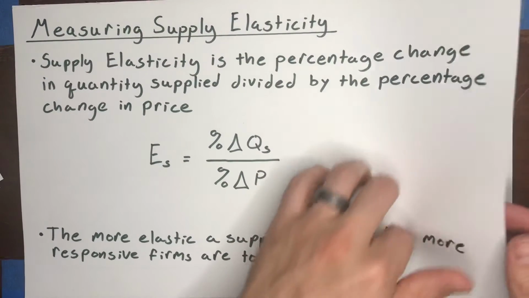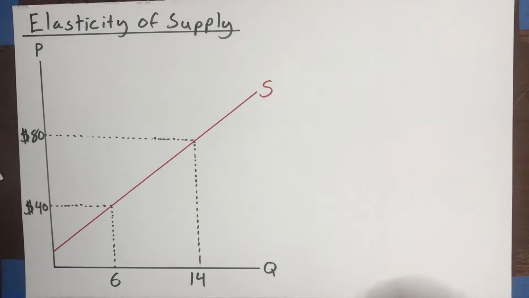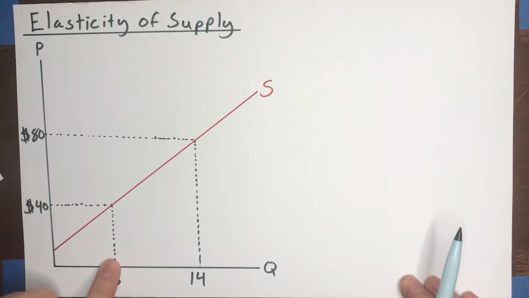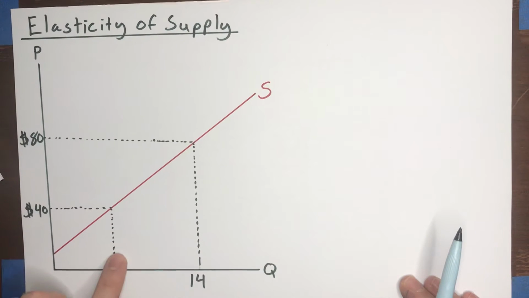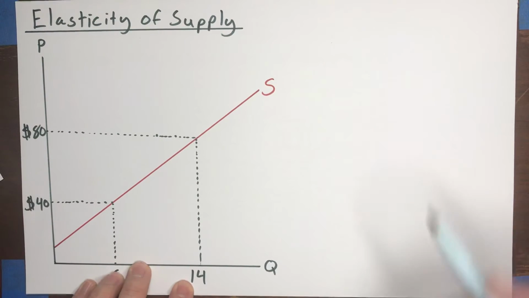Let's go through a concrete example of calculating elasticity. So I've got this supply curve, and we're going to give it the same 2 prices that we had on the demand curve, $40 and $80. And in this case, we're going to just say the price is going up from 40 to 80. The quantities are a little bit different. 6 units would be supplied at a price of 40, and 14 units would be supplied at a price of 80.